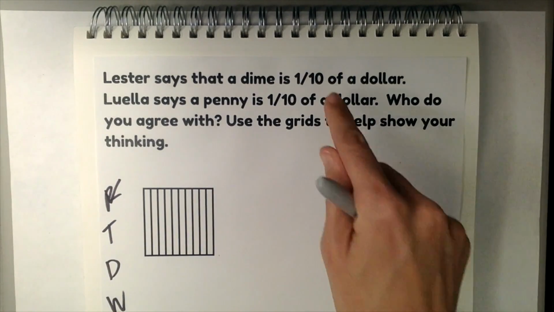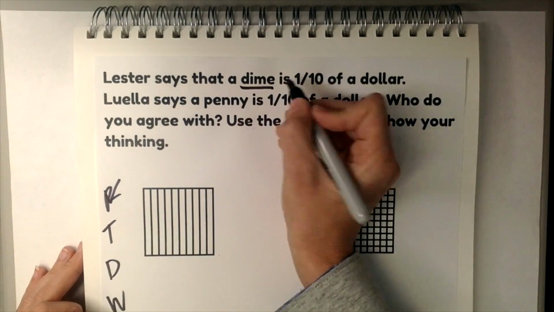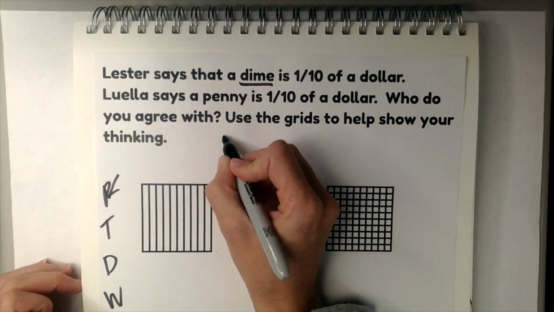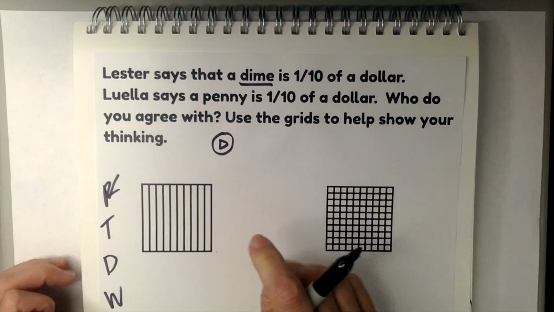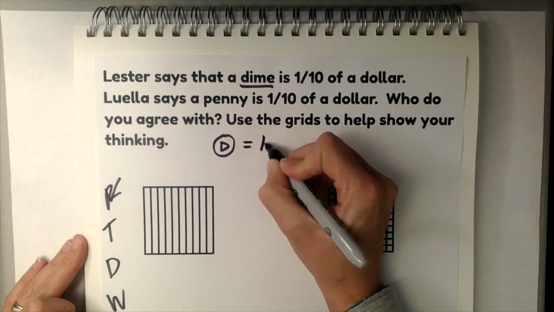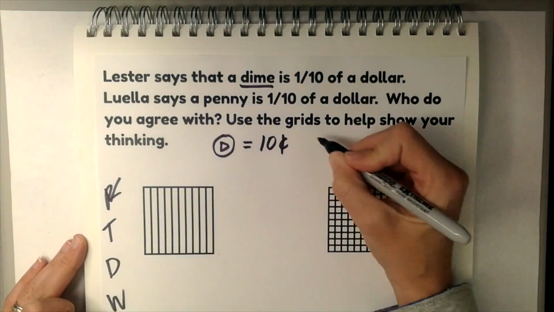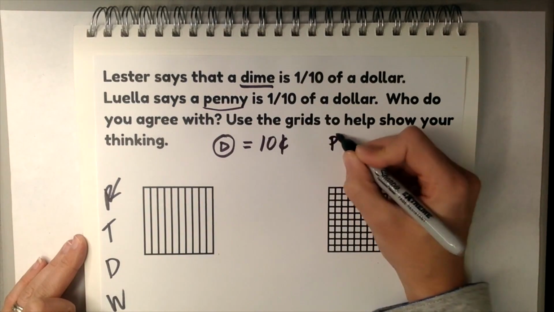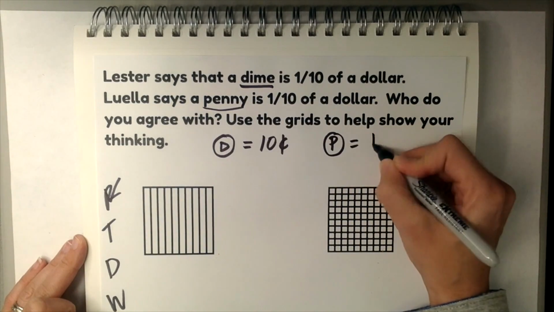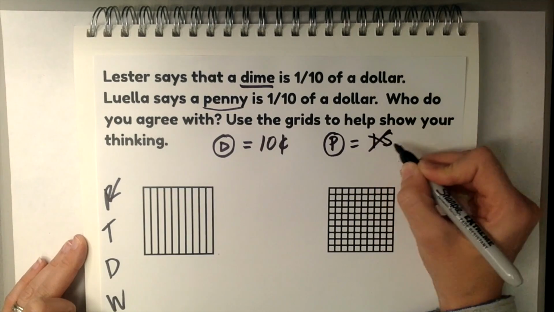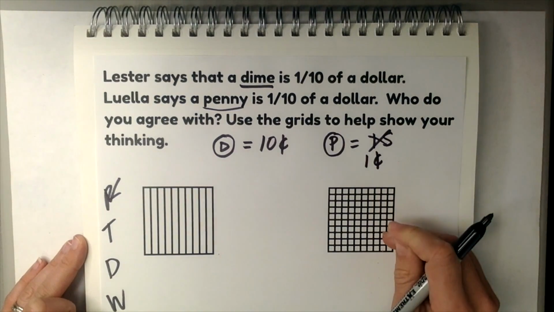Let's think about it. What do we know about money? So Lester is mentioning a dime. I'm going to draw a dime as a D like that. And we know that a dime is 10 cents, right? And we know that a penny is 1 cent, like that.